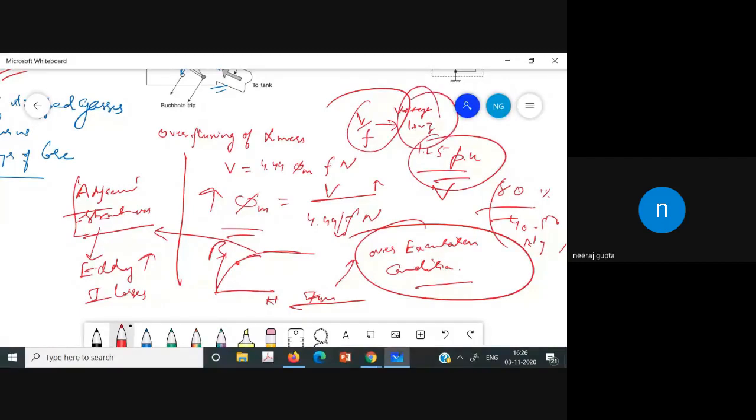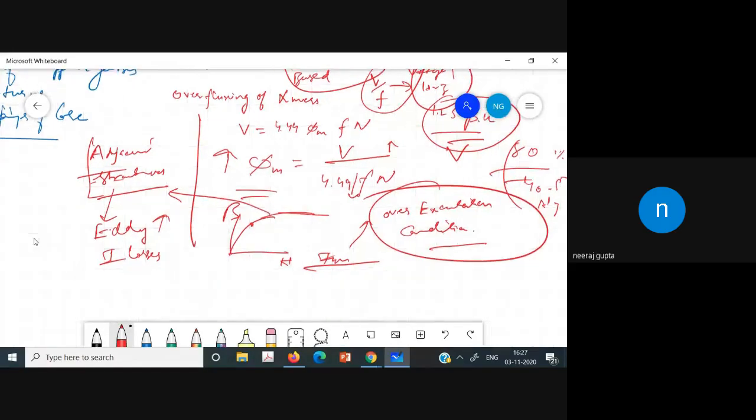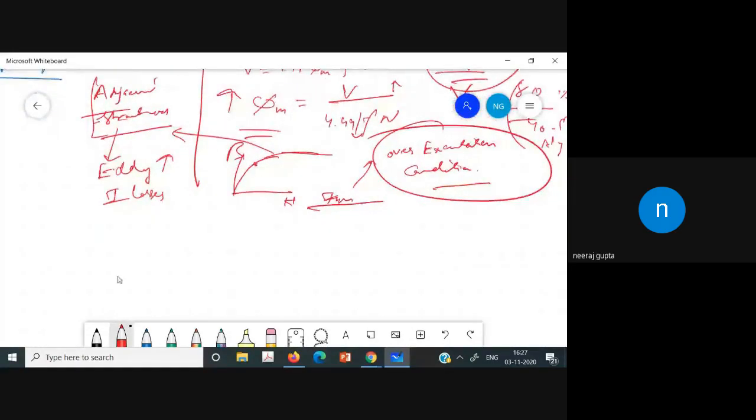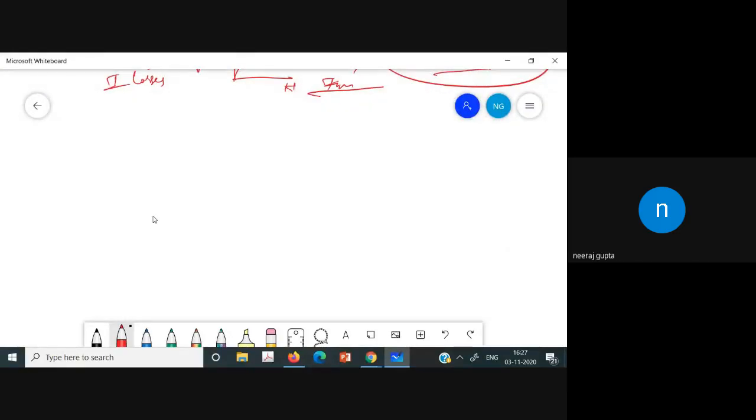So this relay is used for the protection against overexcitation. Mainly, for the volts per hertz relay, we are using microprocessor based relays. Now, the last part is the transformer application chart that we have discussed till now.